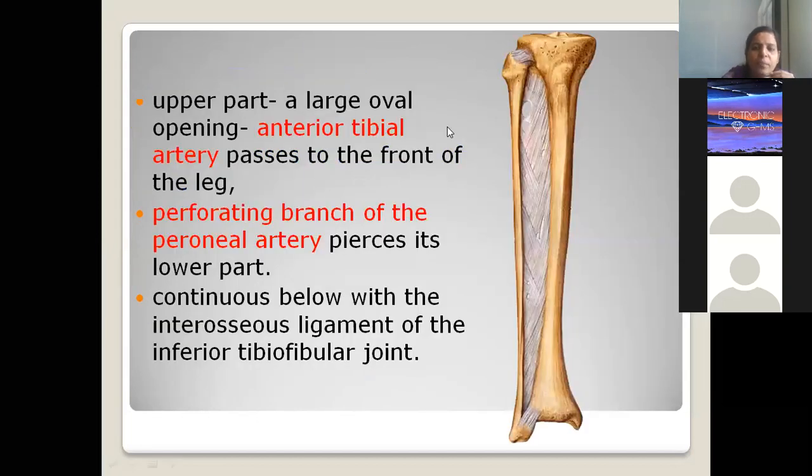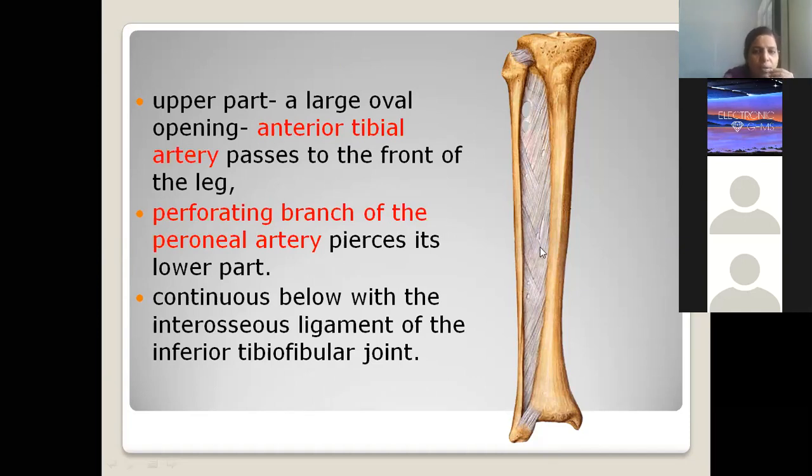Now if you observe the interosseous membrane, can you see the openings? In the upper part, a large oval opening is seen. Can you tell me the terminal branches of the popliteal artery? Anterior tibial and posterior tibial. The anterior tibial artery should come in front of this membrane, while the posterior tibial artery runs behind the membrane. That's why this oval opening is for the passage of the anterior tibial artery, which comes to the front to supply the front of the leg.